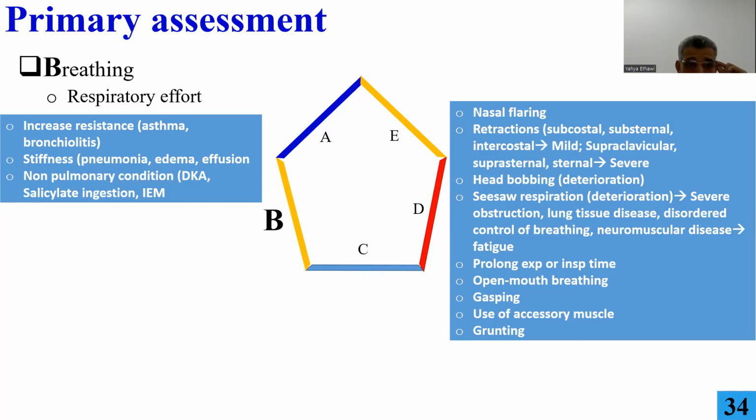Okay, any questions so far? So our primary assessment is composed of evaluate, identify, intervene. We talked about upper airway, and then we are talking about breathing. We talked about the rate, and now we're talking about respiratory effort.